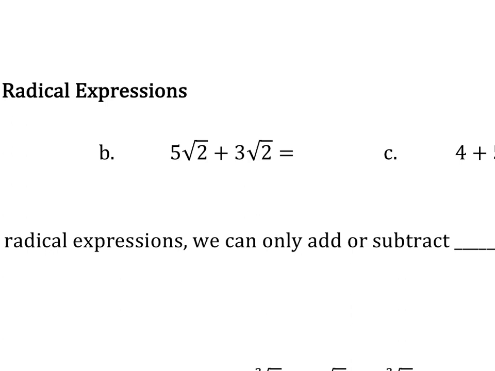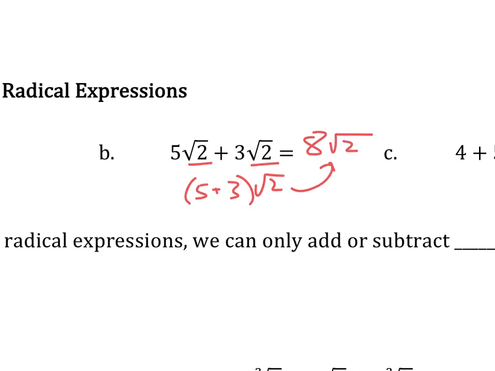Well, what if we have 5 times the square root of 2 plus 3 times the square root of 2? Well, we don't know what the square root of 2 is exactly. So this acts kind of like the x, right? So we could factor out that square root of 2. And 5 plus 3 is 8. So this is 8 square roots of 2.